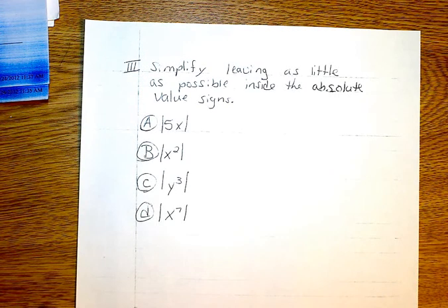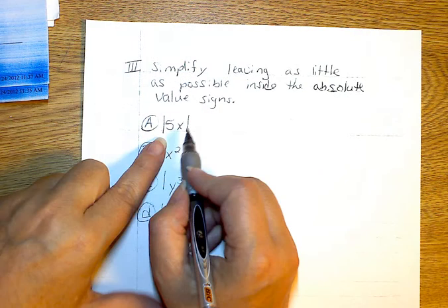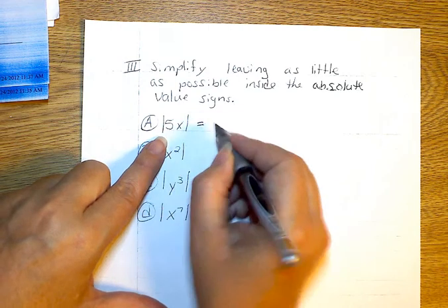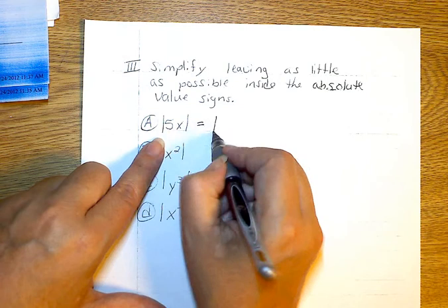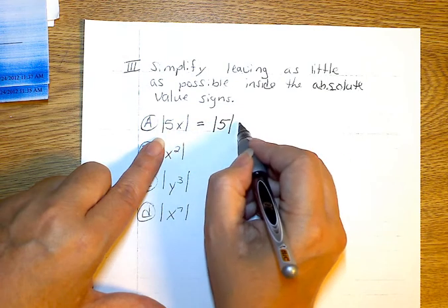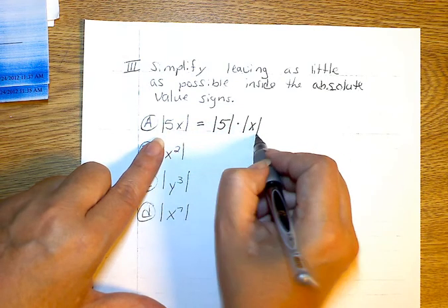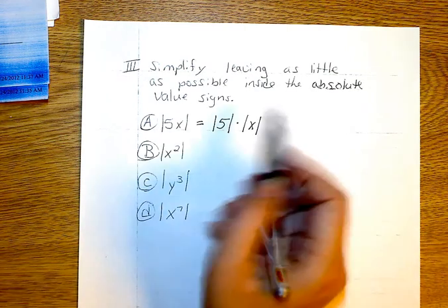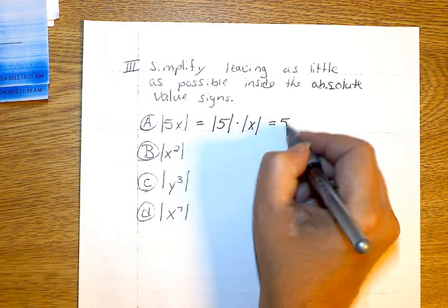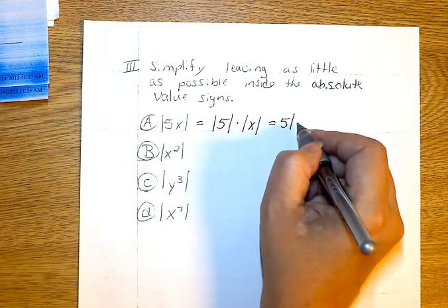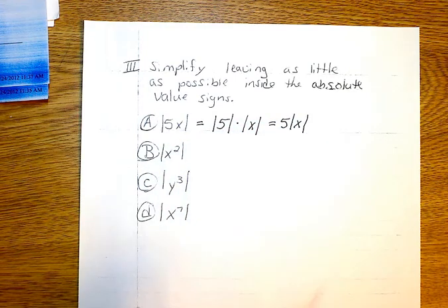Simplify, leaving as little as possible inside the absolute value sign. So what you have to do is break them up. It has the absolute value of 5x, so you say the absolute value of 5 times the absolute value of x. What is the absolute value of 5? 5. And the absolute value of x, since it's already single, we have to leave it there because we don't know if it's positive or negative. So that is where we'd leave it.